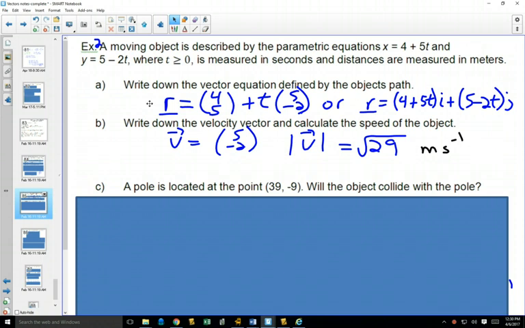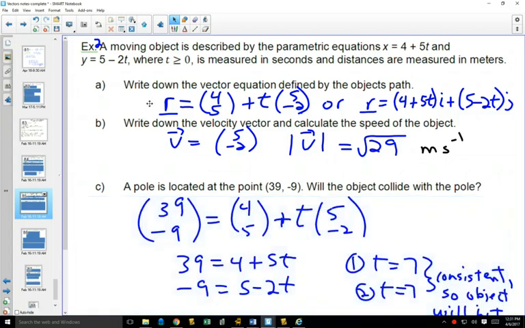And you notice that they're running in a straight line, and that there's a pole located at 39, negative 9. Will they hit the pole? You're kind of watching them, and it sort of seems like they're going on a pathway to hit that pole. How do you find out?